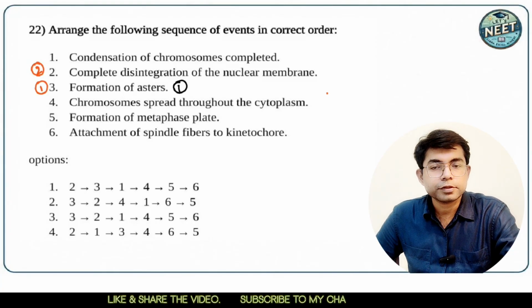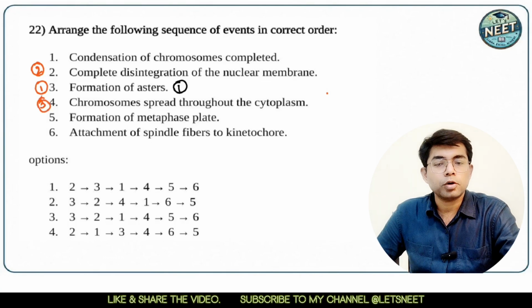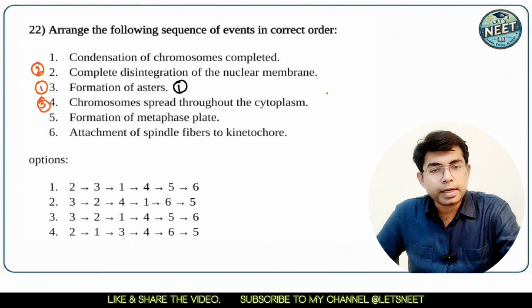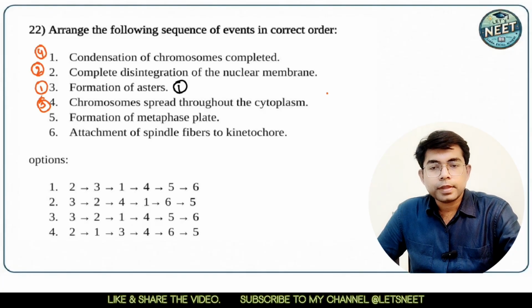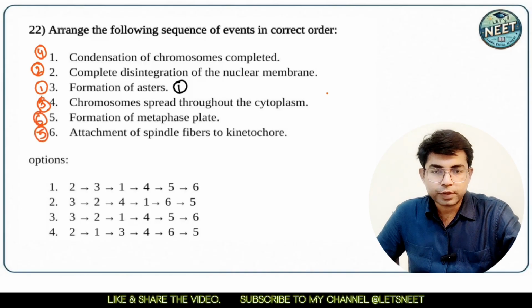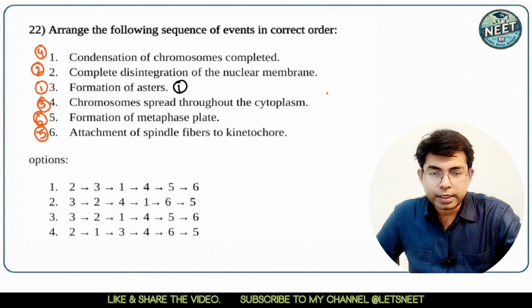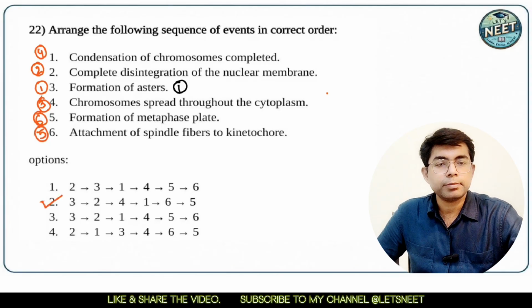In transition to metaphase, what will happen? The chromosomes are spread throughout the cytoplasm, and by this time the chromosomes are maximally condensed. Then the kinetochore will get attached to the spindle fiber, and finally the formation of the metaphase plate will happen. So if you see the sequence, it will be 3, 2, 4, 1, 6, 5. So just see, this is an important question.